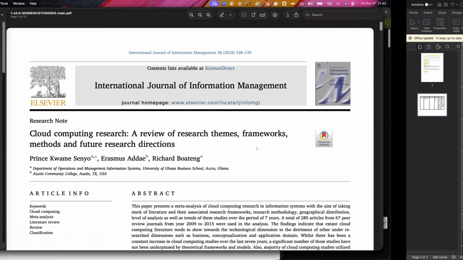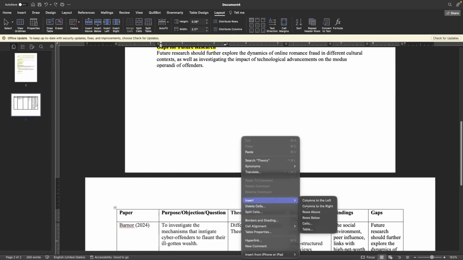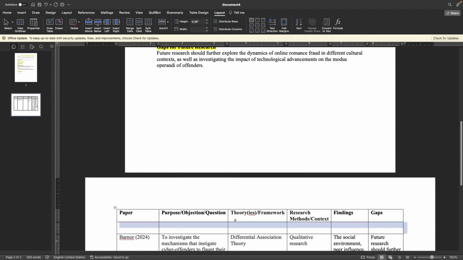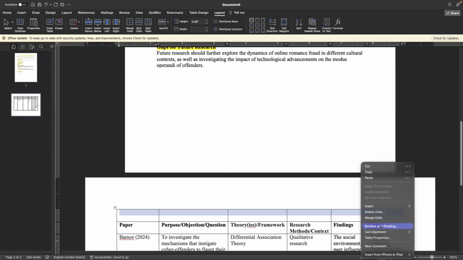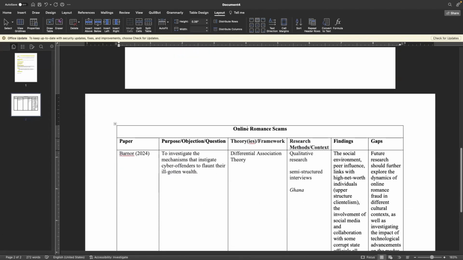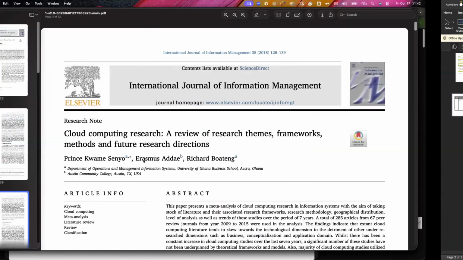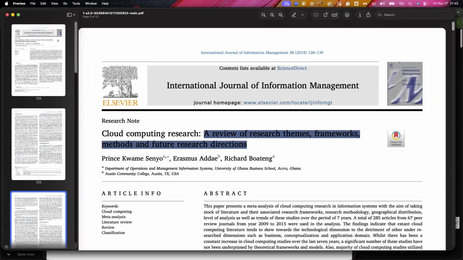So let's assume the review that we are conducting here, the broad topic that we are looking at is online romance scams. This is the broad topic. Now, what we are going to have here will be online romance scam research, a review of research themes, frameworks, methods, and future research directions. This is one example.